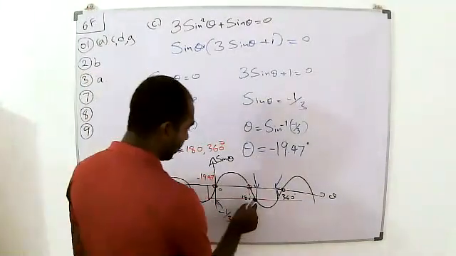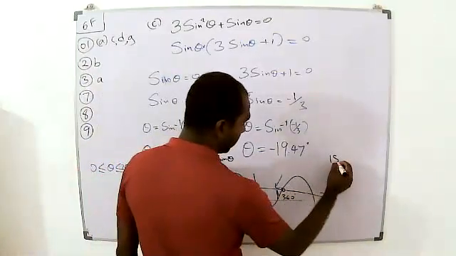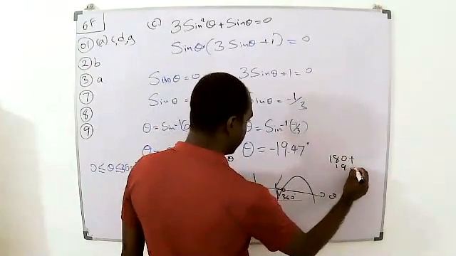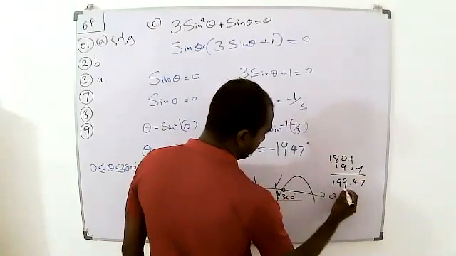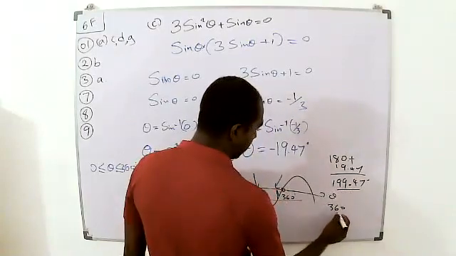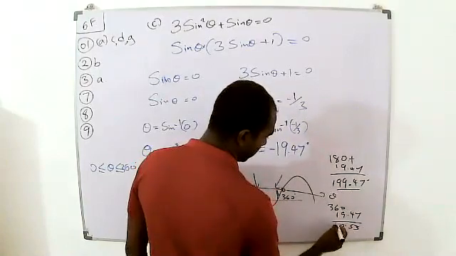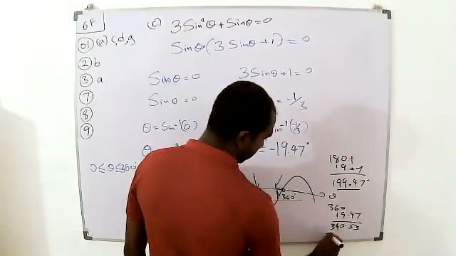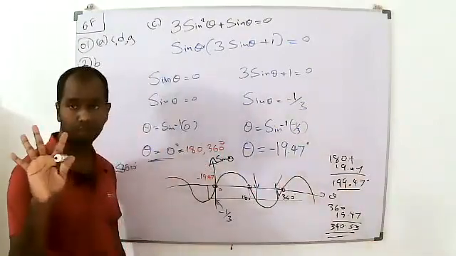So the other one is going to be 180 plus 19.47. How much is that? 199.47 degrees. That is one. The other one is 360 minus 19.47. It's going to be 340.53. So altogether, how many solutions? We have 5 solutions. Okay.